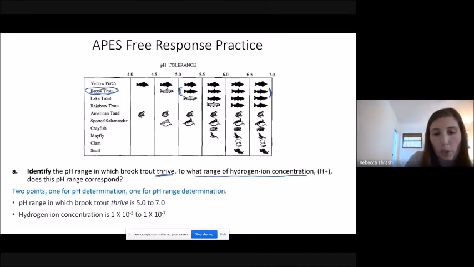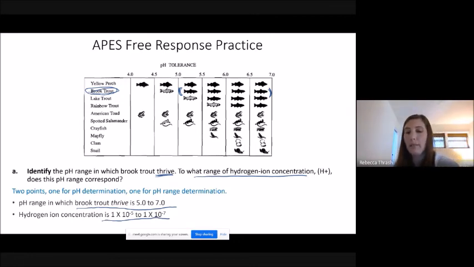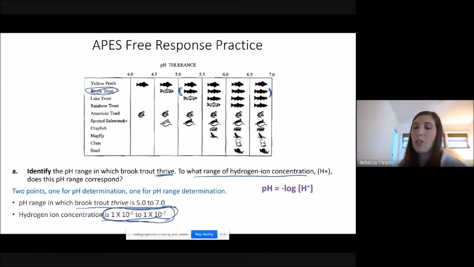So the pH in which the brook trout thrives is, like we said, 5 to 7. And that corresponds to a concentration of 1 times 10 to the negative 5 to 1 times 10 to the negative 7. Now, how did we get to this answer here? So maybe if you remember from chemistry, pH is just the power of hydrogen, and it is equal to the negative log of the concentration of hydrogen ions.